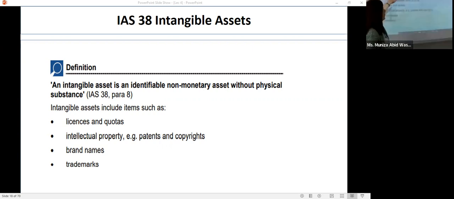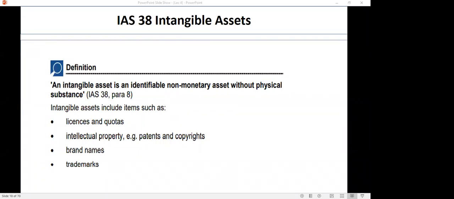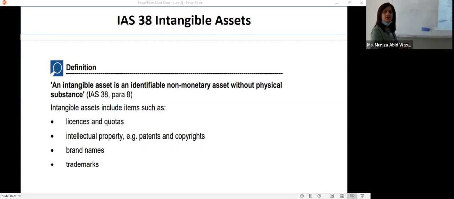An intangible asset is an identifiable non-monetary asset without physical substance. So three characteristics: identifiable, non-monetary, without physical substance. We do know about the third characteristic very much in detail, that intangible assets are those which do not have physical substance. We are not able to see them. We are not able to touch them.